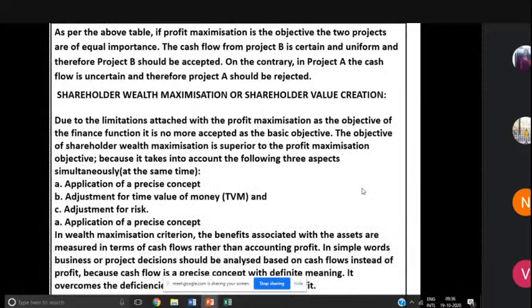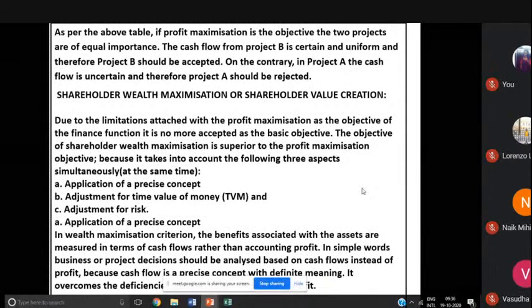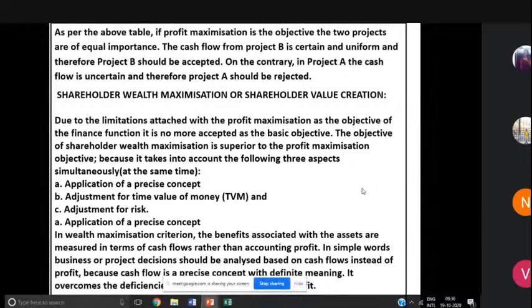Now come to the conclusion. As per the above table, if profit maximization is the objective, put a comma, the 2 projects are of equal importance. Why? We are receiving 600 crore from both the projects. But the cash flow from project B is certain and uniform, and therefore project B should be accepted. On the contrary, in project A, the cash flow is uncertain and therefore project A should be rejected. I think it is so clear.